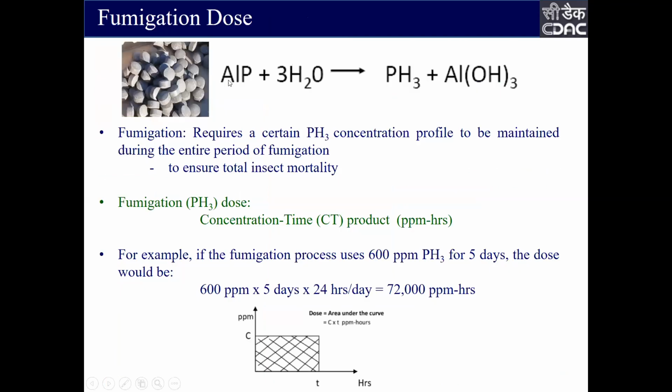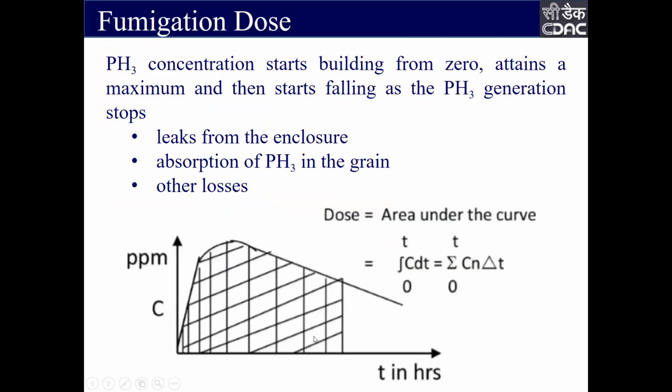So this aluminium phosphide reacts with moisture and produces phosphine, which actually works. The fumigation dose is the concentration versus time product. Suppose the average is 600 PPM and it stays for 5 days. So it's 600 into 5 into 24, which is 72,000 PPM hours. But this is not the ideal case, which would be a flat curve. Generally we get this type of curve: it starts from zero, reaches up to some point, and then the effectiveness of the aluminium phosphide tablet decreases, because the gas leaks or the grain absorbs it, so it gradually decreases.